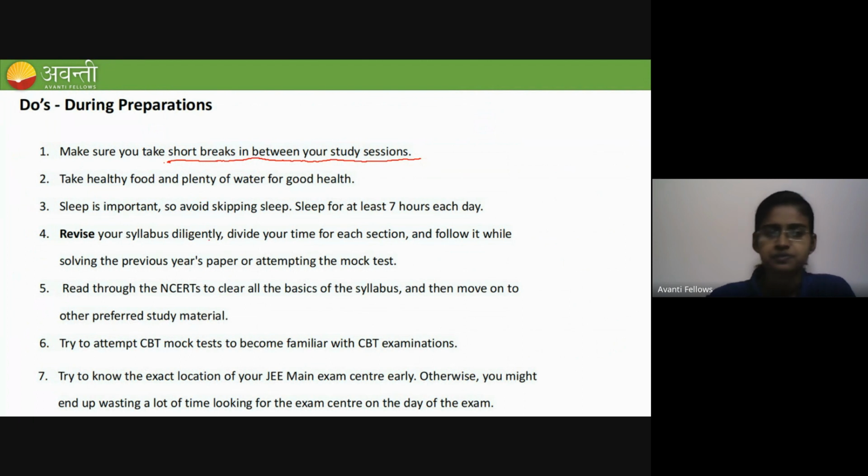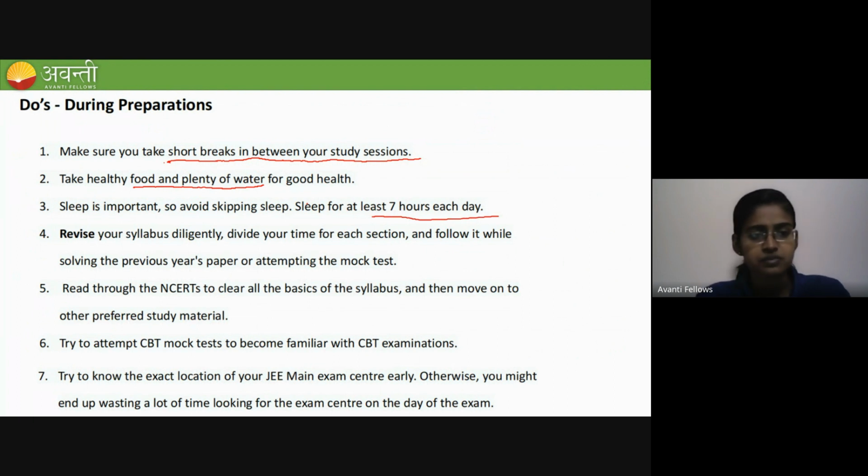And take healthy food and plenty of water. Don't sit and study for 24 hours. Avoid heavy food. Sleep is very important, so avoid skipping sleep. At least sleep for 7 hours each day, and then give the rest of your hours to study.